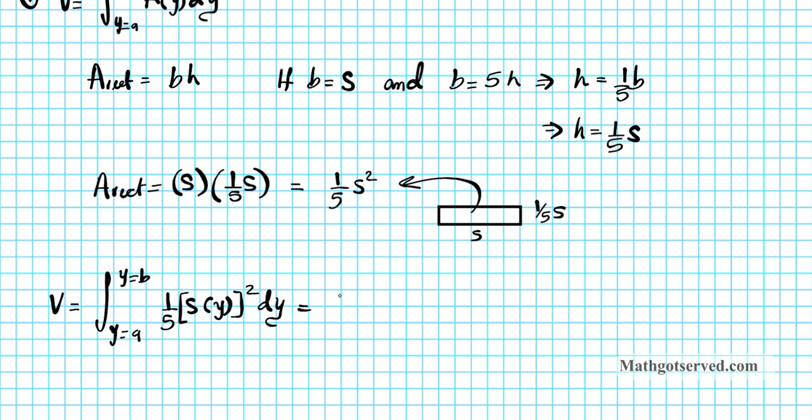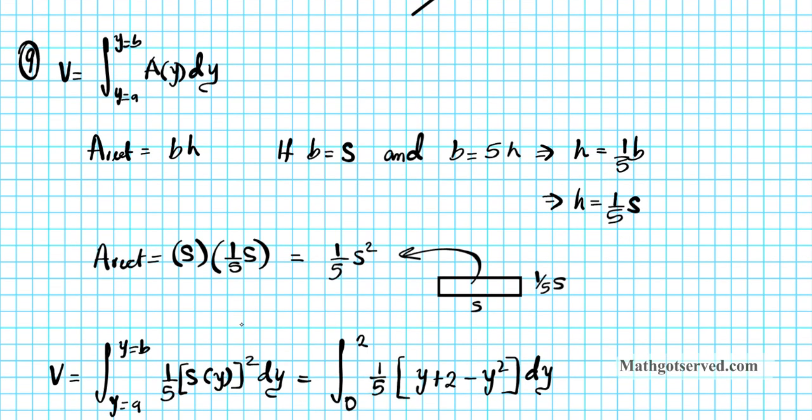So it's going to be the integral, with the same limits of integration, 0 to 2, of 1/5. You can factor out the 1/5, but let me just leave it here. 1/5 times S of y, which is the function on top, y plus 2, the linear function, minus the function on the bottom in terms of y, y squared, dy. And that's the setup for the volume of the solid we're dealing with for problem 9.